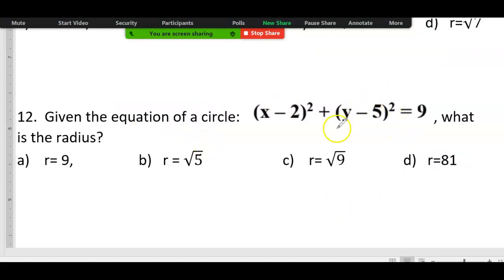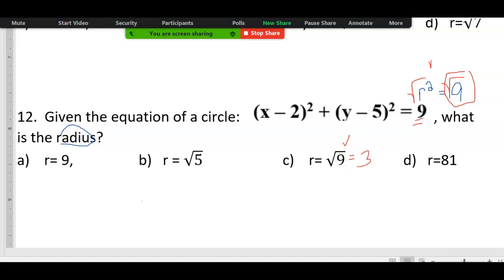Okay, find number 12. What is the radius of this equation? Okay, so remember, this is my radius squared. So my radius squared is 9. So I square root both sides. So my radius is the square root of 9. And the square root of 9 is 3. So this is 3.